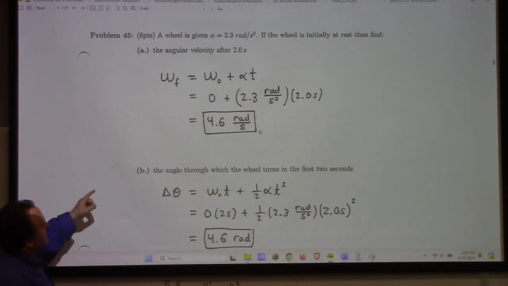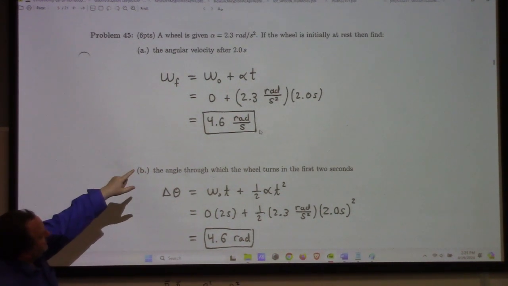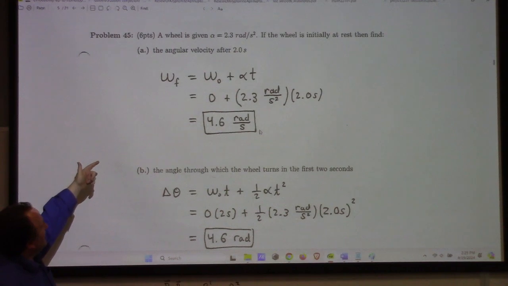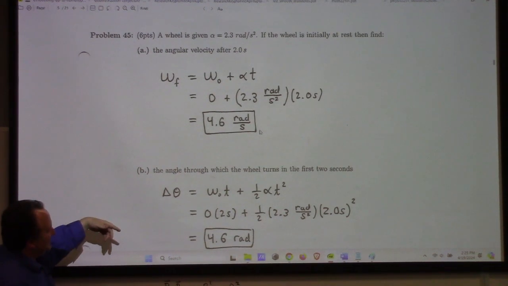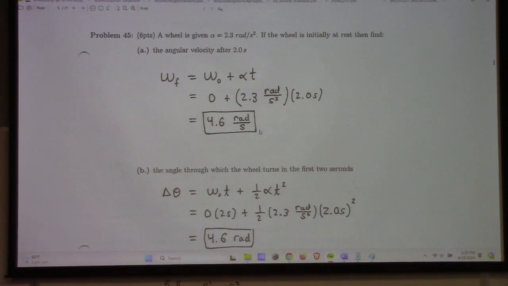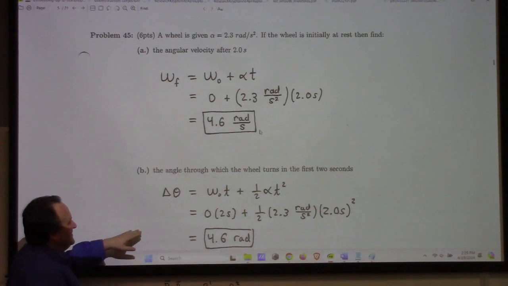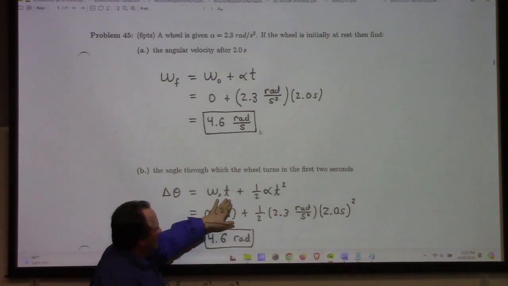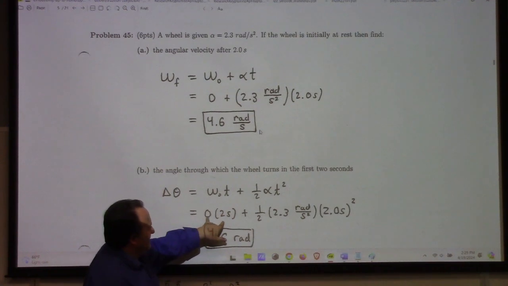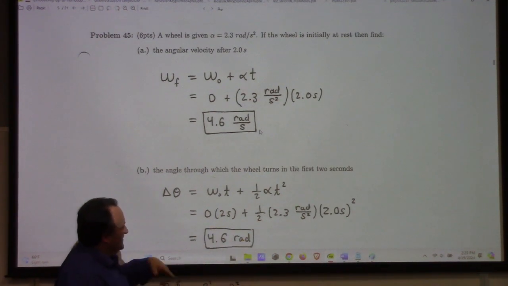Anyway, so here are the initial angular velocity, it was initially at rest, so we had omega naught 0. The angular acceleration is 2.3, we got 2 seconds. It's funny how the answers to A, B, and C all work out to 4.6, but for different reasons and different units, obviously, right? So the change in angle, omega naught t plus 1/2 alpha t squared, well, 0. And that's still 4.6, this time radians.